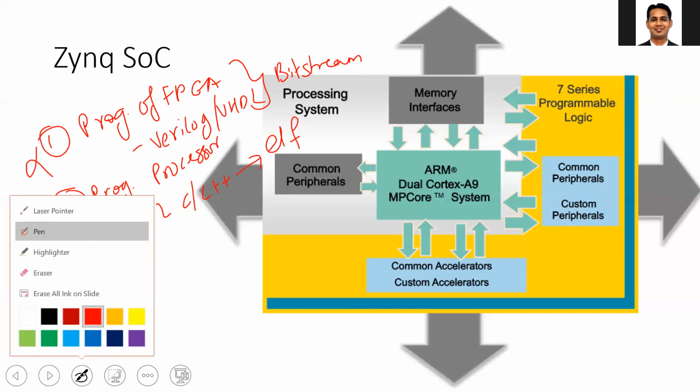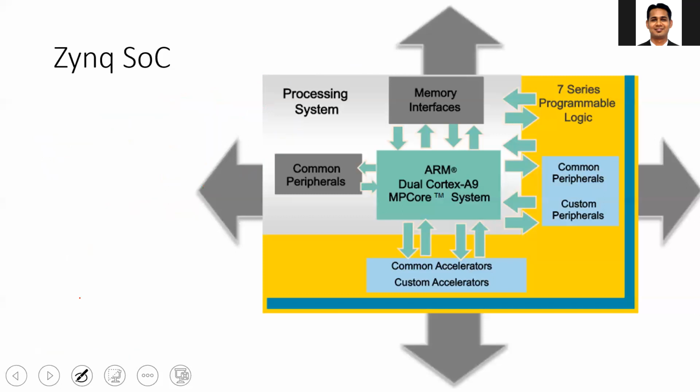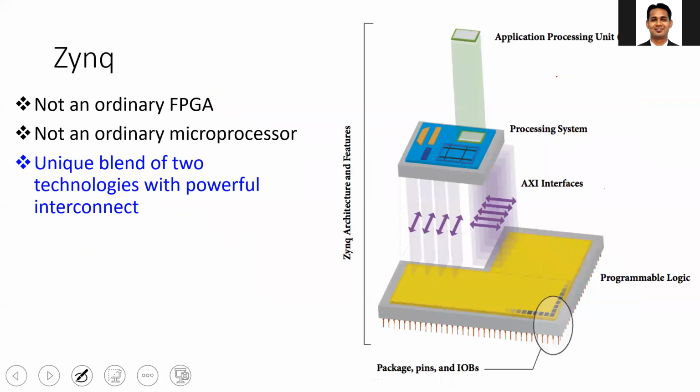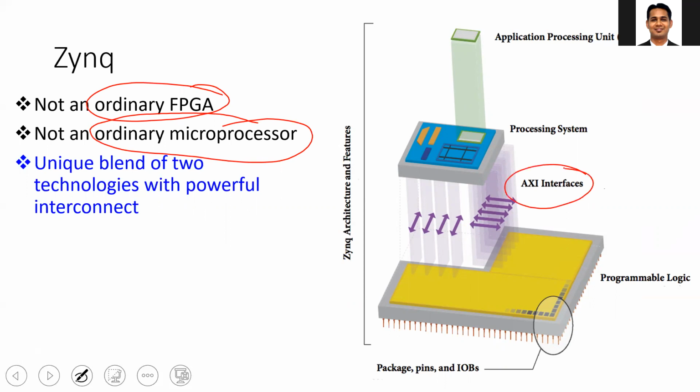Okay, so from this lab, all the labs hereafter, we'll be working on the system on chip, which consists of the processing system, that is the ARM processor, and the programmable logic, that is the FPGA. So this Zynq SoC is not just an ordinary FPGA. It is not an ordinary microprocessor. It is a blend of the two technologies with the powerful AXI interconnect. What is the need of such a Zynq SoC?